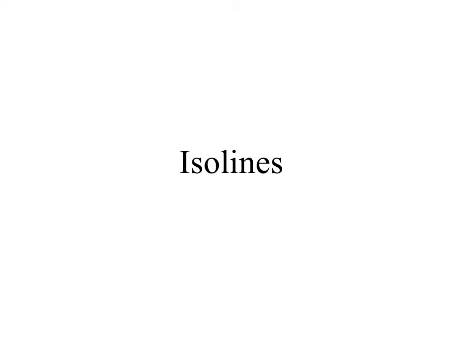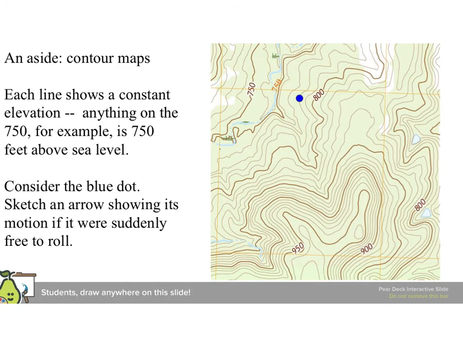Today's topic is something called isolines, which we mentioned briefly in talking about how to represent potential graphs and functions. Consider a contour map. This, for instance, is a picture of a region somewhat to the west of Jenks, Oklahoma, and it shows us the lay of the land. Every line is a line of constant elevation, so the 750 line means that everything on this line is 750 feet above sea level.